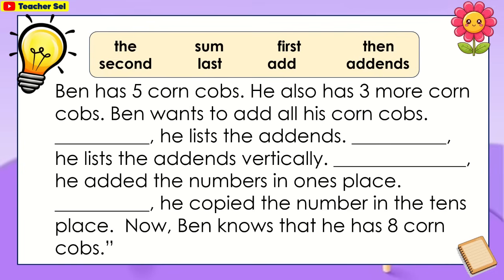Ben has 5 corn cobs. He also has 3 more corn cobs. Ben wants to add all his corn cobs. Blank, he lists the addends. Blank, he lists the addends vertically. Blank, he added the numbers in ones place. Blank, he copied the number in the tens place. Now, Ben knows that he has 8 corn cobs. Here are the correct answers. First, second, then, and last.